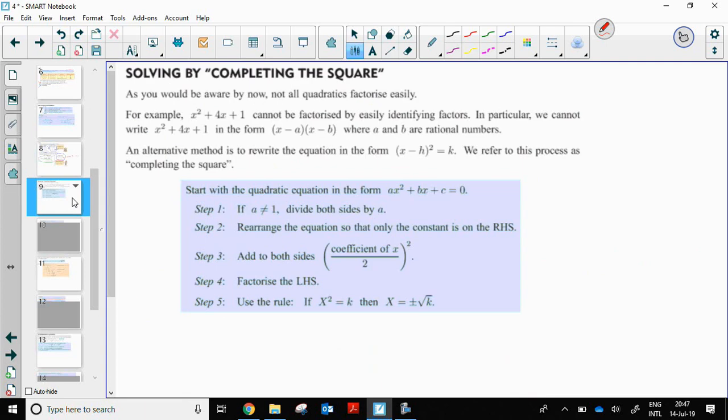Completing the square. Again, here's the steps for it. I don't really have anything to add, so just jot them down and then we'll look at an example together.